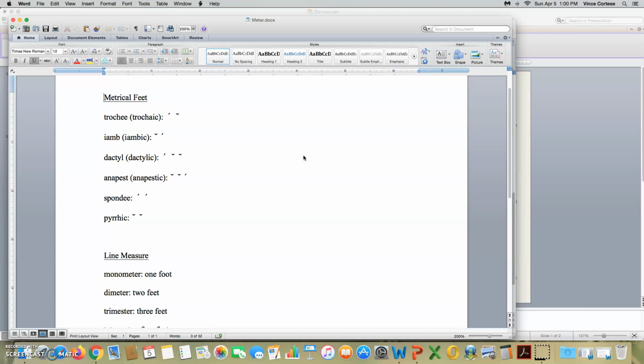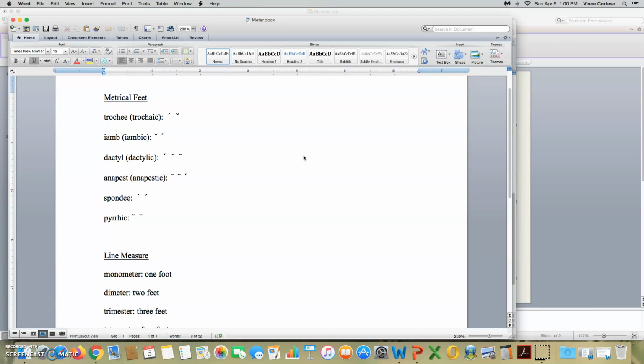A spondee is a variation on the pattern where there's two stressed syllables that happen together, and then the pyrrhic foot is another lesser known or lesser seen variation where there's two unstressed syllables that happen together within one of these feet.